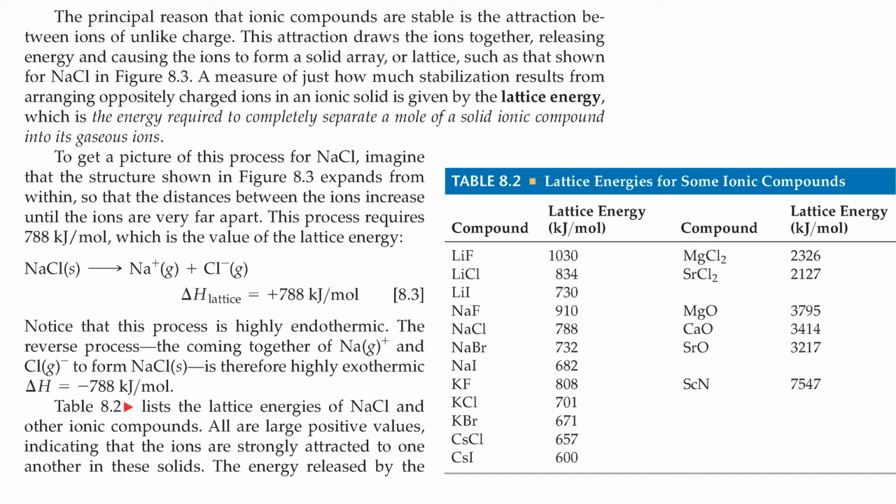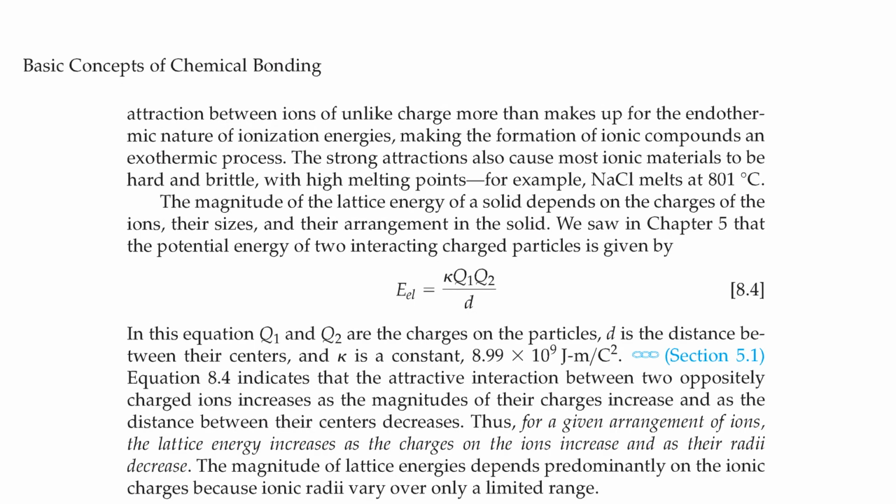All are large positive values, indicating that the ions are strongly attracted to one another in these solids. The energy released by the attraction between ions of unlike charge more than makes up for the endothermic nature of ionization energies, making the formation of ionic compounds an exothermic process. The strong attractions also cause most ionic materials to be hard and brittle, with high melting points. For example, sodium chloride melts at 801 Celsius.